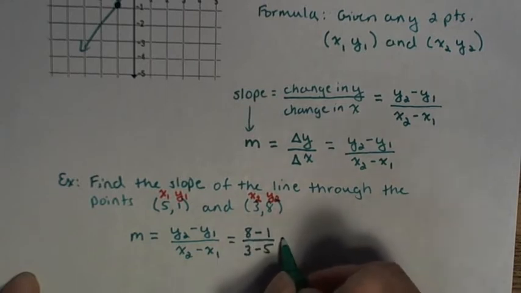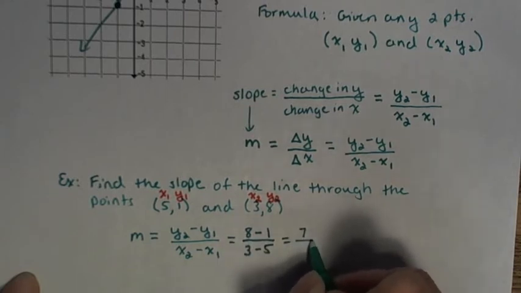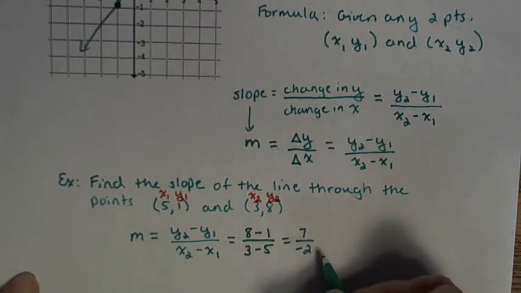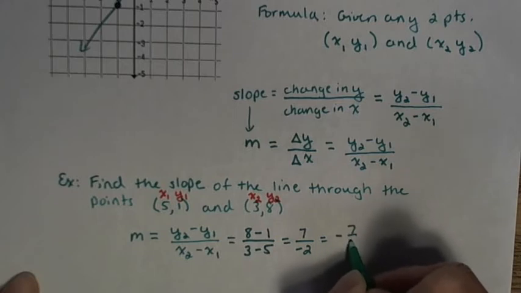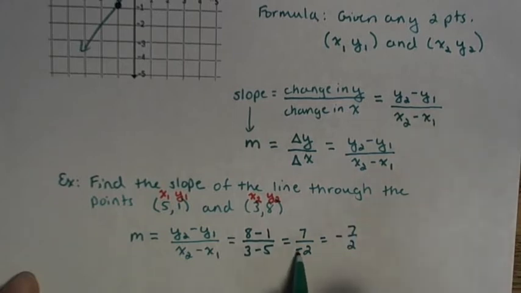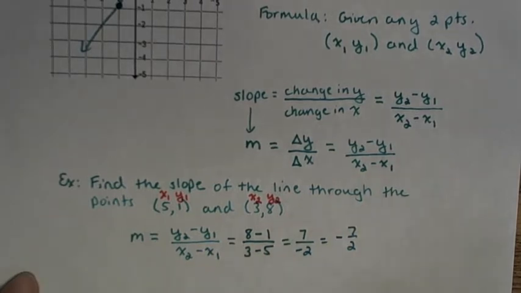So 8 minus 1 gives me 7, 3 minus 5 gives me negative 2, and so therefore I can say my slope here is negative 7/2. Again, the negative can be on the bottom, on top, or out to the side.